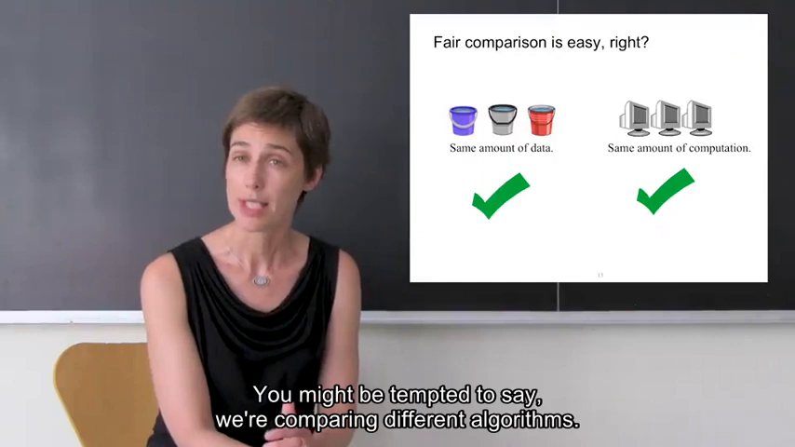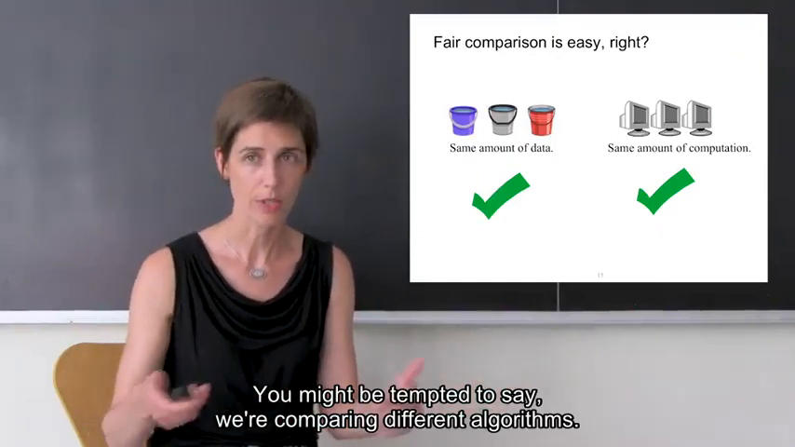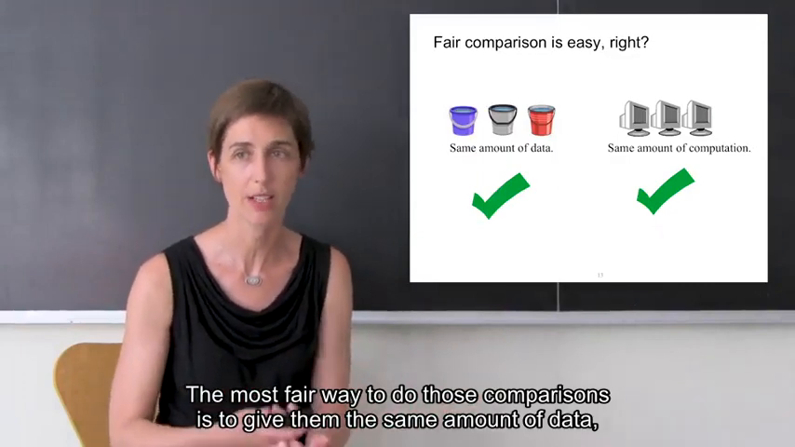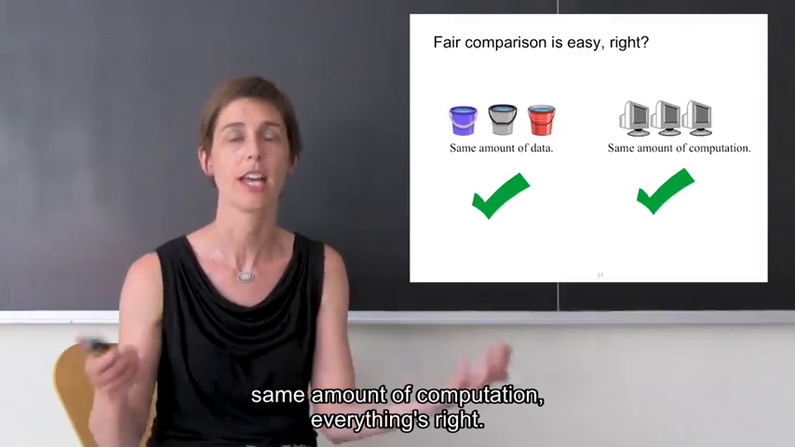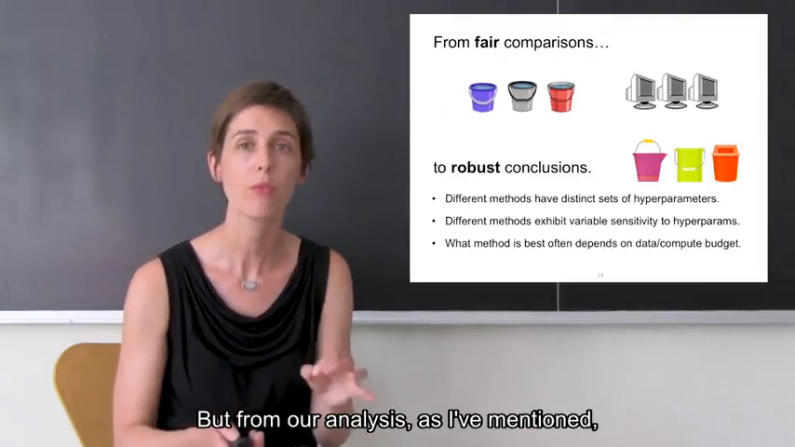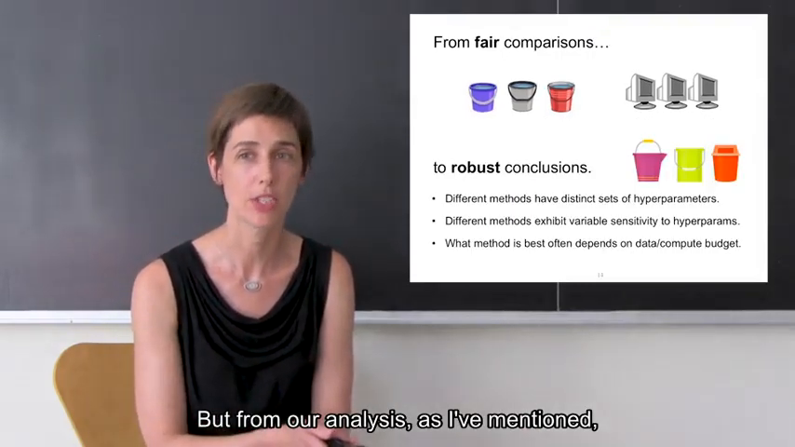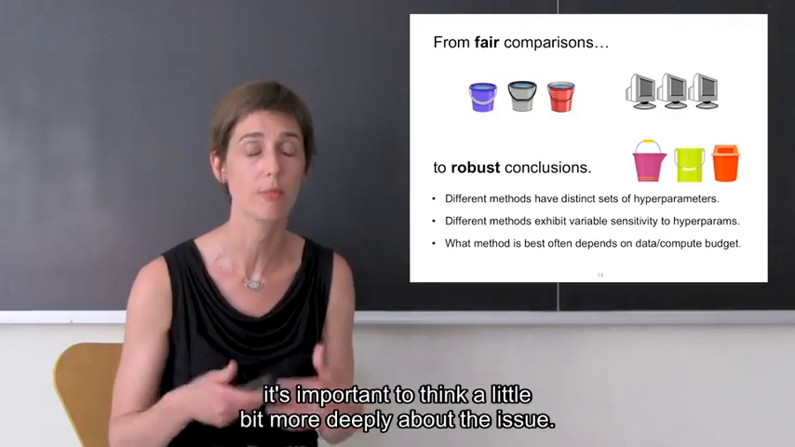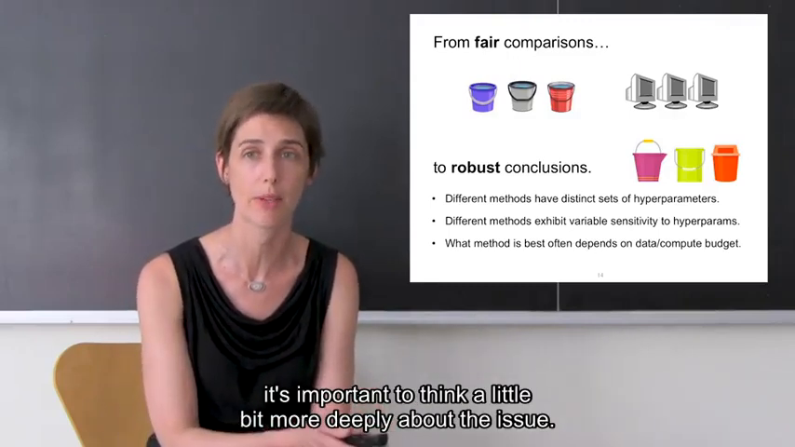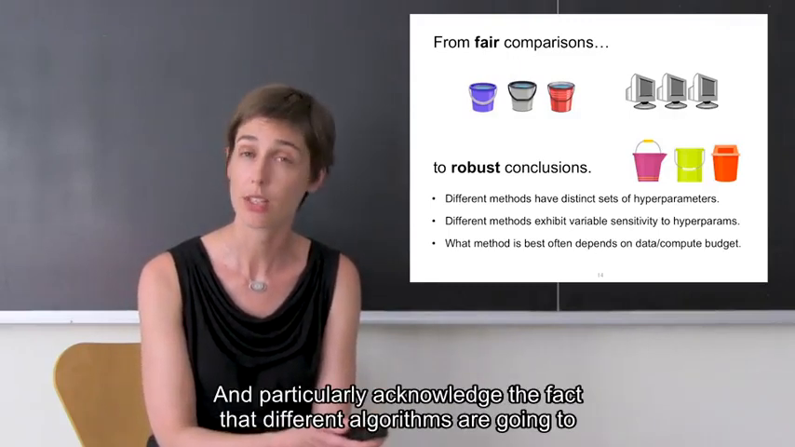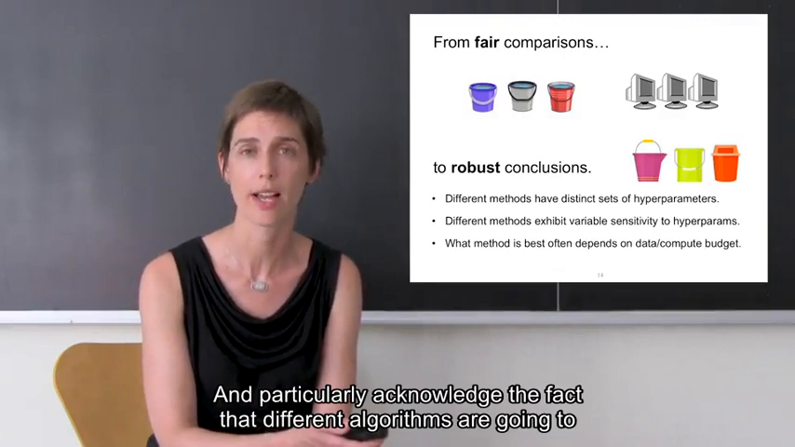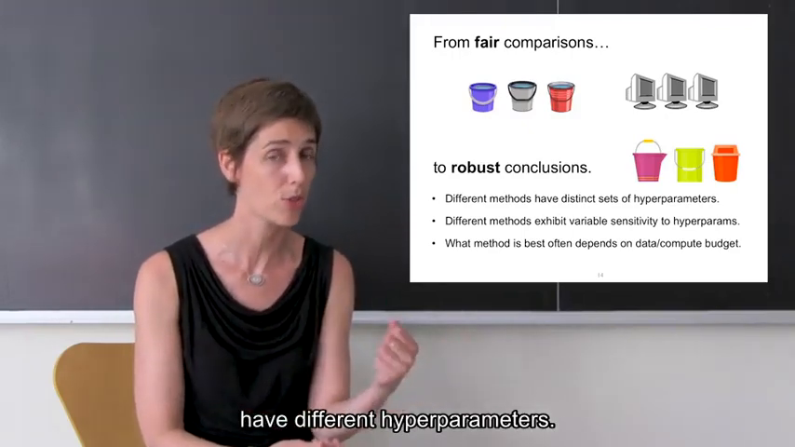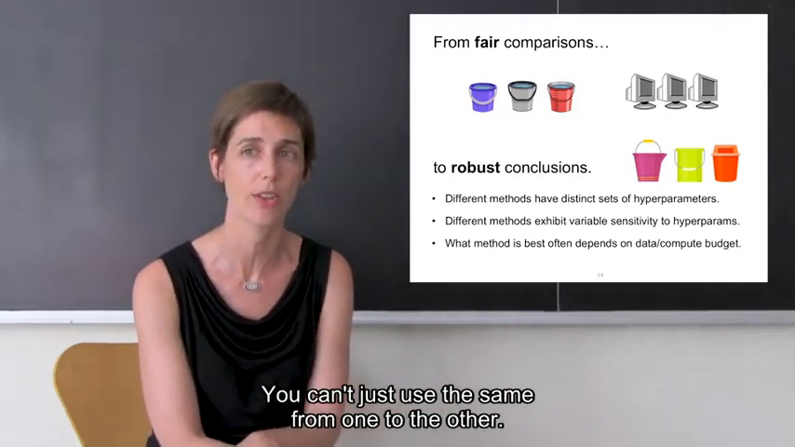You might be tempted to say, we're comparing different algorithms. The most fair way to do those comparisons is to give them the same amount of data, same amount of computation, everything's right. But from our analysis, as I've mentioned, what we've really found is that to draw robust conclusions, it's important to think a little bit more deeply about the issue. In particular, acknowledge the fact that different algorithms are going to have different hyperparameters. You can't just use the same from one to the other.